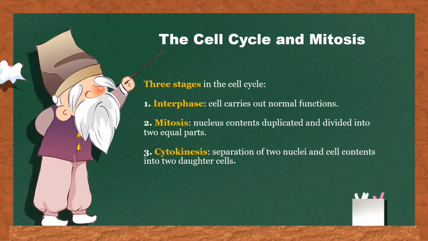Interphase is a stage that enables cell carries out their normal function. Next, during mitosis, nucleus content duplicate and divided into two equal parts. Lastly, cytokinesis involves separation of two nuclei and cell content into two daughter cells.